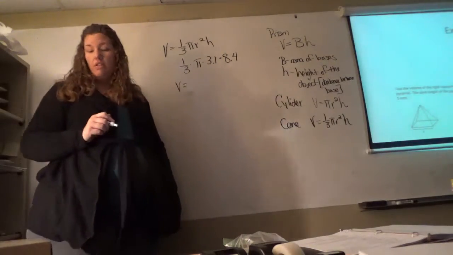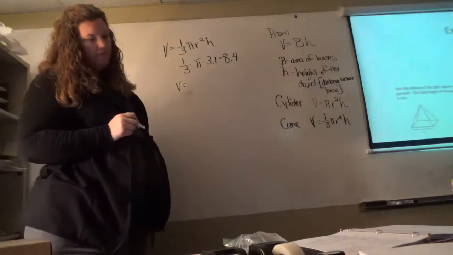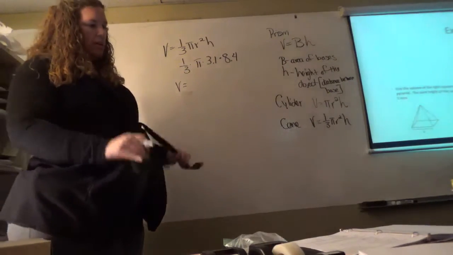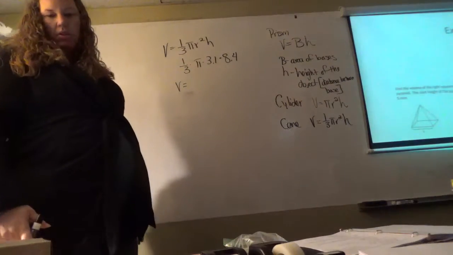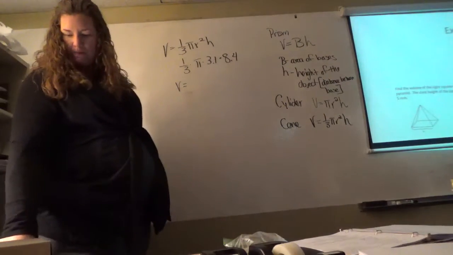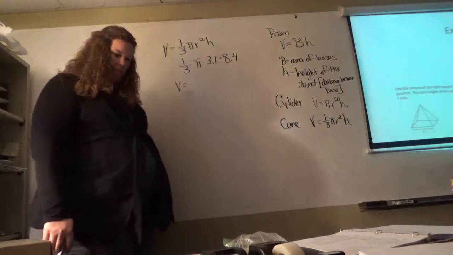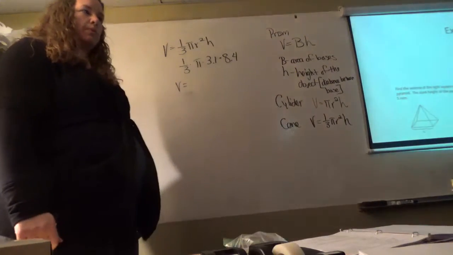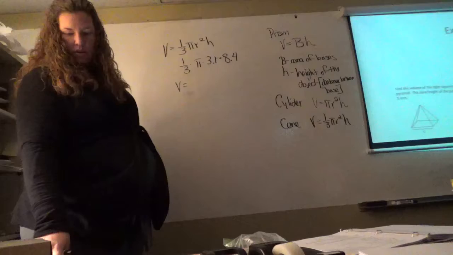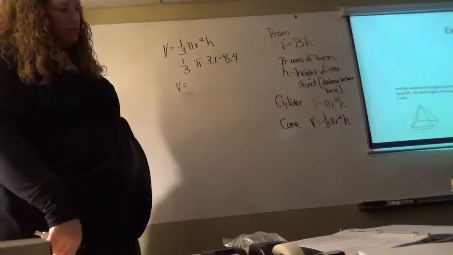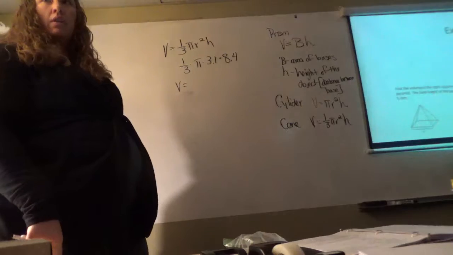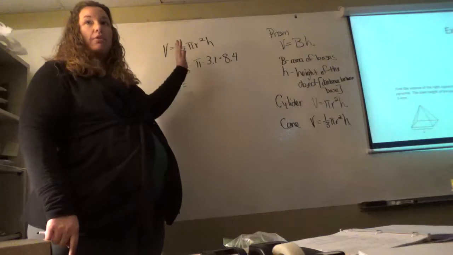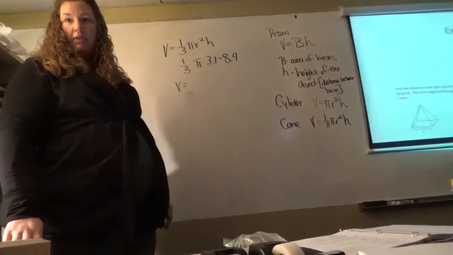There's a whole lot of nothing fancy to do there. Just plug it in, either using 3.14 or using your pi button. I don't really care, whichever one you want to use. Did we multiply or divide it by 3? Did you plug all of this in already? Then you're either going to multiply by 1/3 or divide by 3, whichever one is easiest for you.